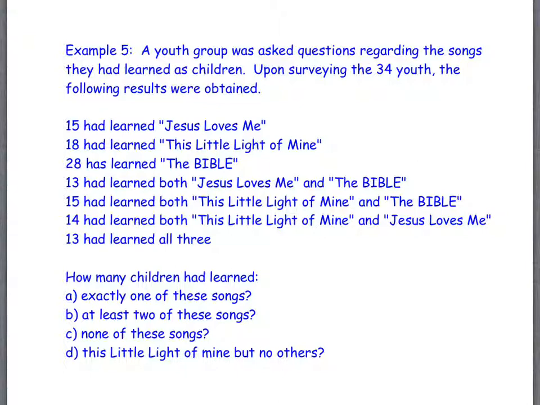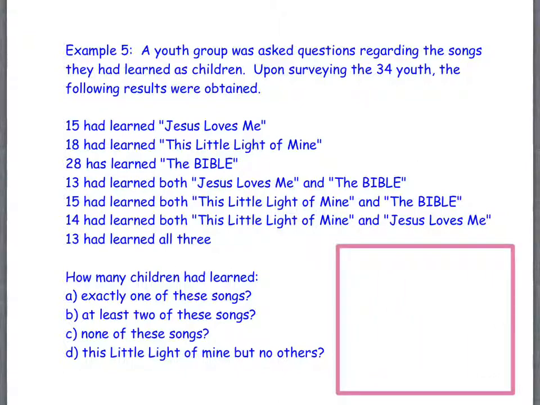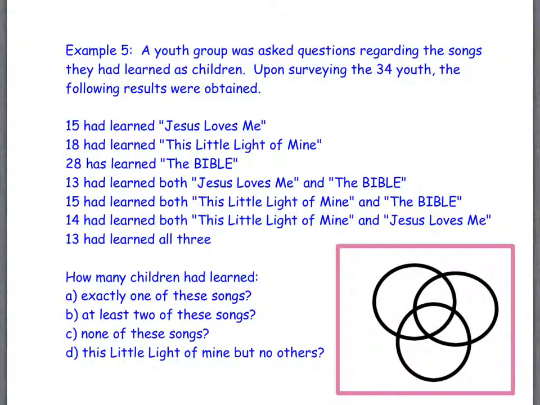So when I draw my diagram, I'm going to have 3 circles. And in my diagram, I'm going to label them much like what they're describing. I'll label the first one, shortening it, just Jesus. The second one I'll write Light. And I'll write the third one as Bible. And this is my universal set.